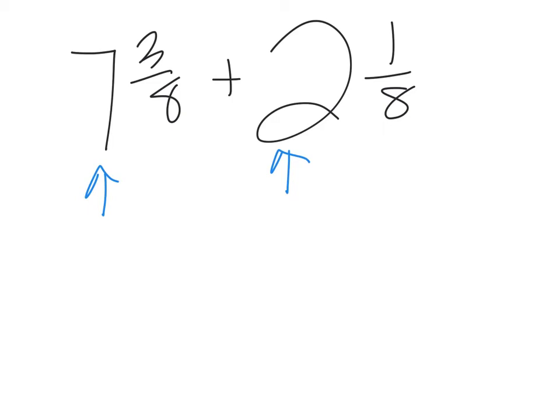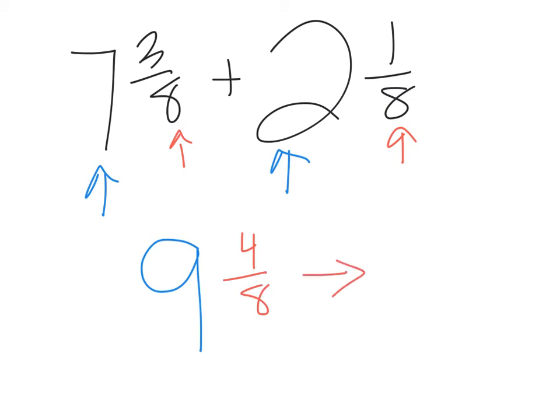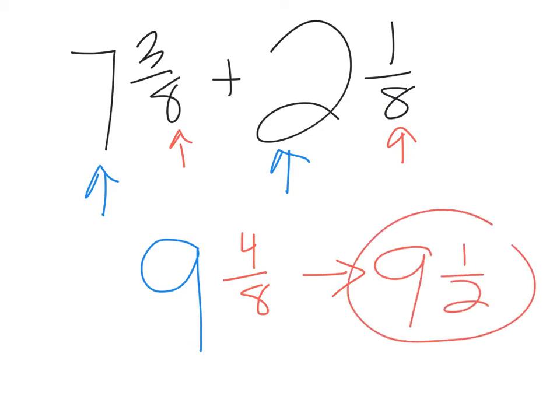So real easy. All you have to do is take 7 and 2 and add those together. We know 7 plus 2 gives us 9. And then you can add your fractions together. 3/8 plus 1/8 we know is 4/8. And don't forget to reduce if you can at the end. That's how you add those together: you can add your whole numbers separately from your fractions. So this would reduce to 9 and 1/2.